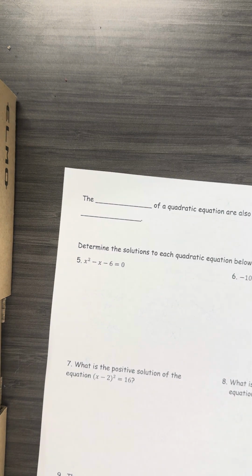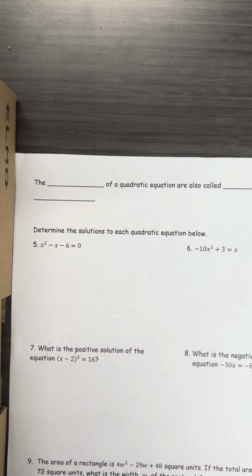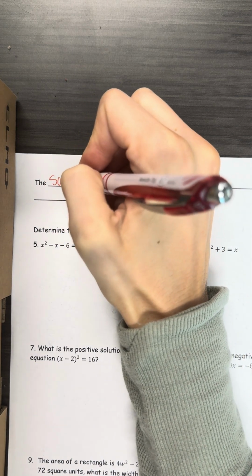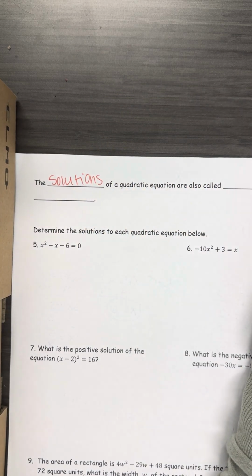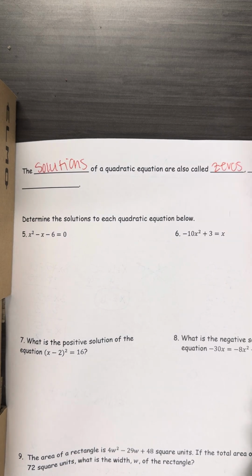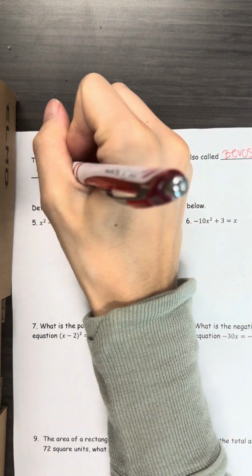Okay, and I can bring it over. We already know what this is because the solutions of a quadratic equation are also called zeros, are also called roots, and then are also called x-intercepts.